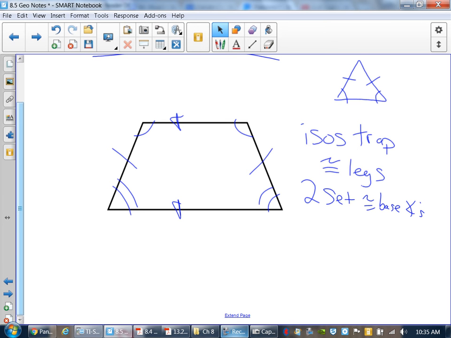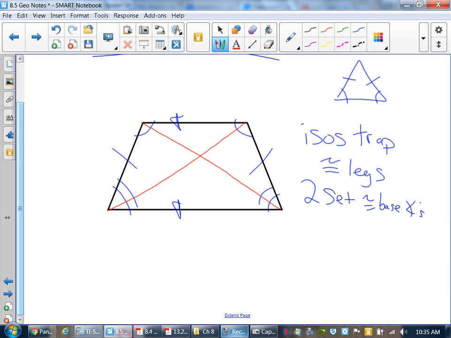There's one other piece that shows up from time to time with these things, which is that the diagonals of an isosceles trapezoid are always congruent. It doesn't say that they intersect to form right angles or anything like that. All it's saying is that you get congruent diagonals. So your isosceles trapezoid is more specific than just the generic trapezoid. The isosceles gets more specific.